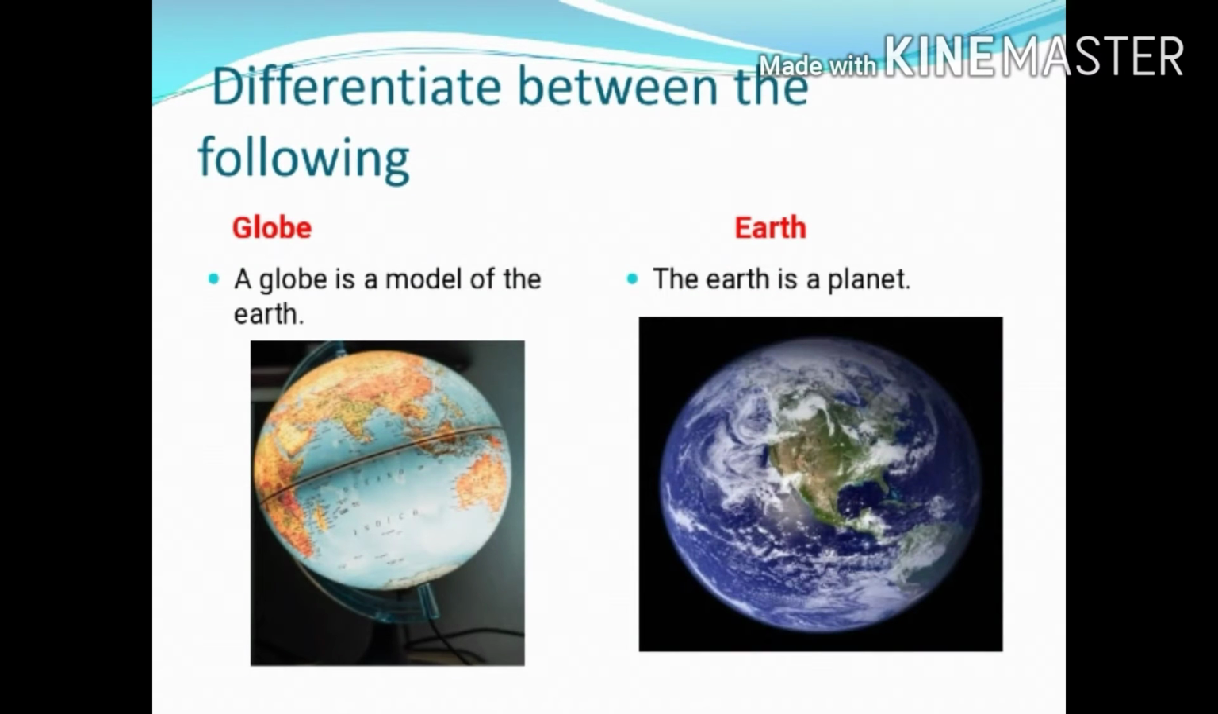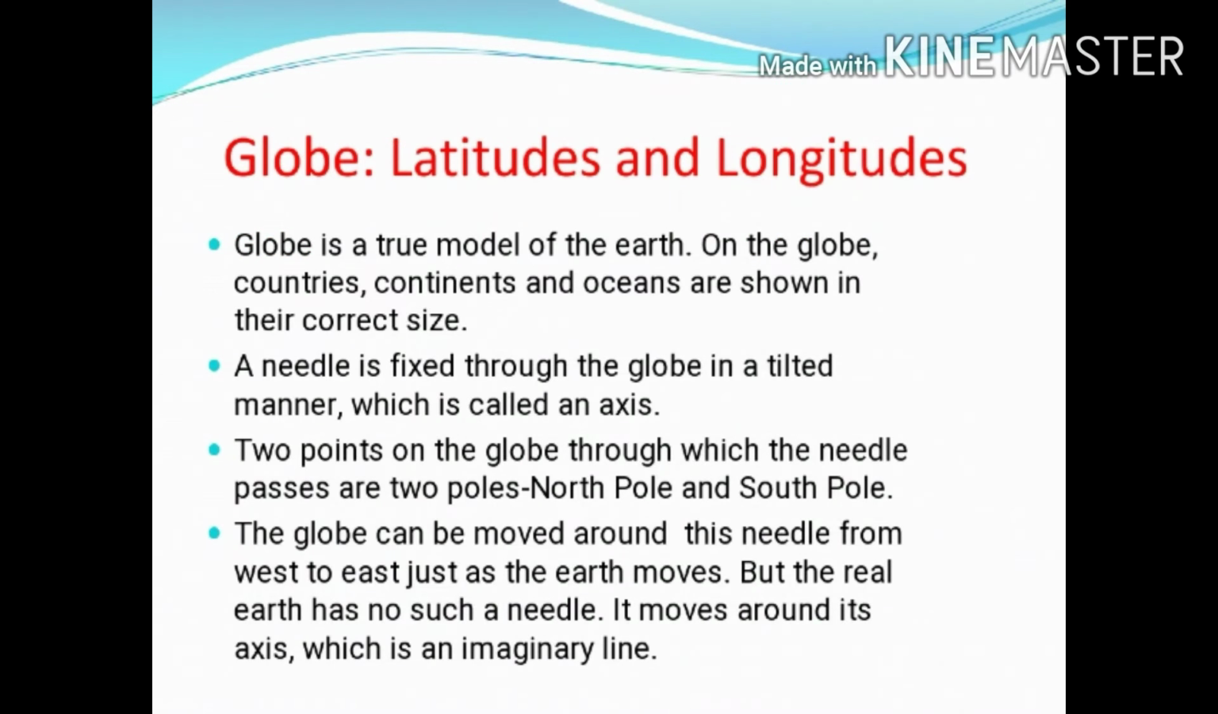Do you know, students, what is the difference between globe and earth? A globe is a model of the earth. Earth is a planet. That is the difference. Globe is a true model of the earth. On the globe, countries, continents and oceans are shown in their correct size.